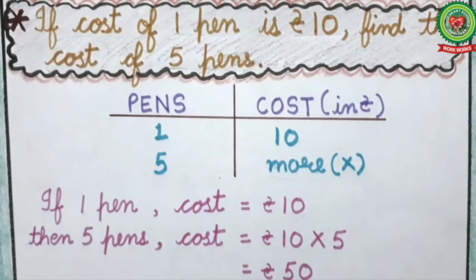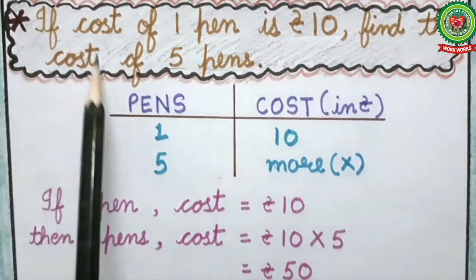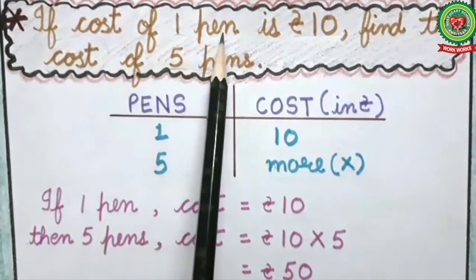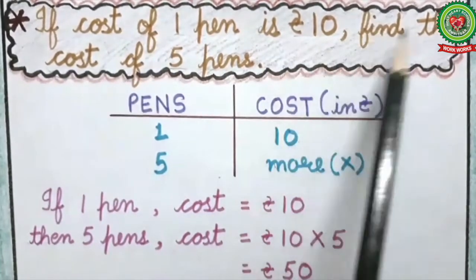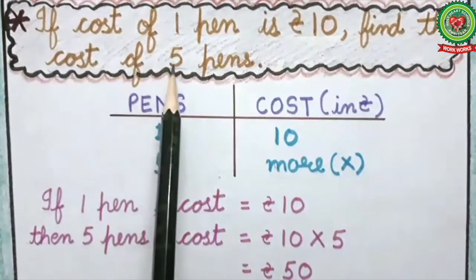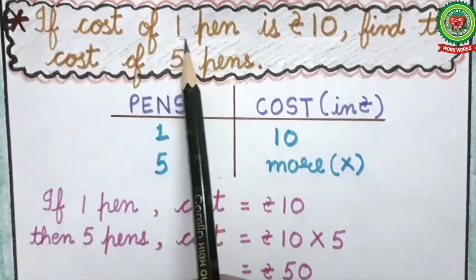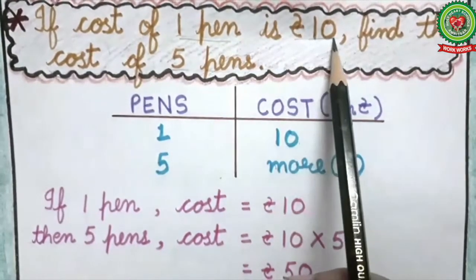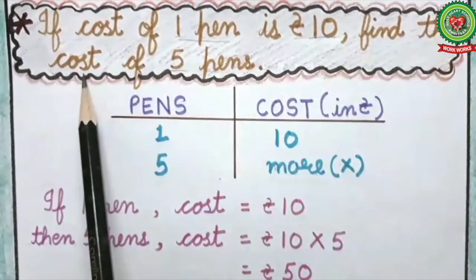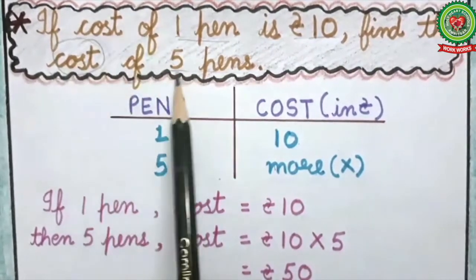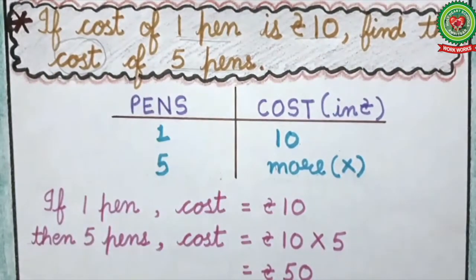Students, before starting with our today's topic, let's recall some of the examples which we have already done in our previous classes. First one is, if cost of 1 pen is rupees 10, find the cost of 5 pens. In this question, cost of 1 pen is given rupees 10. We need to find the cost of 5 pens.